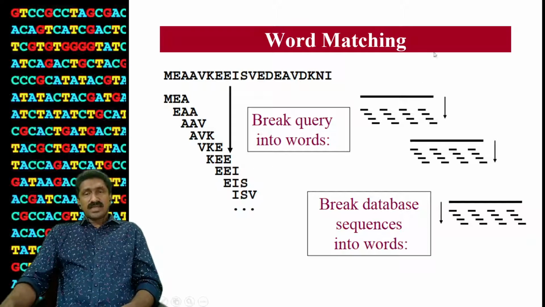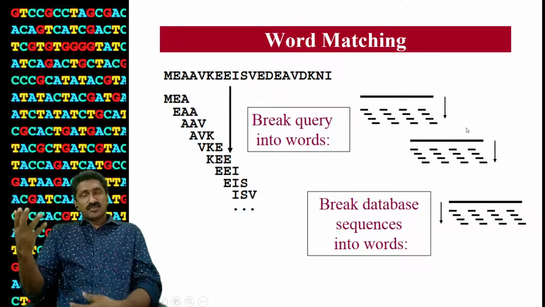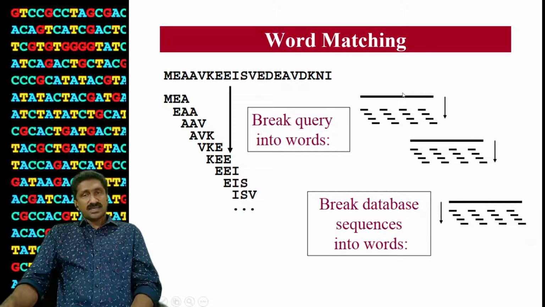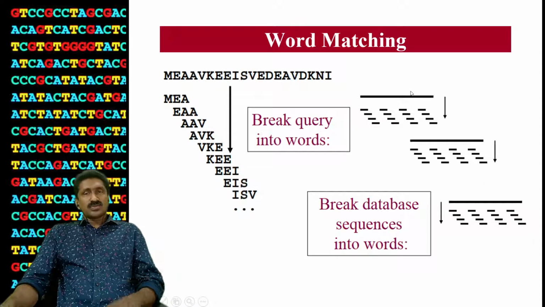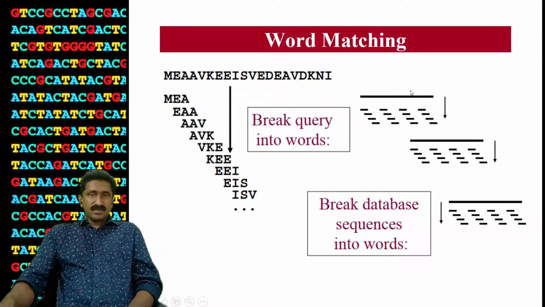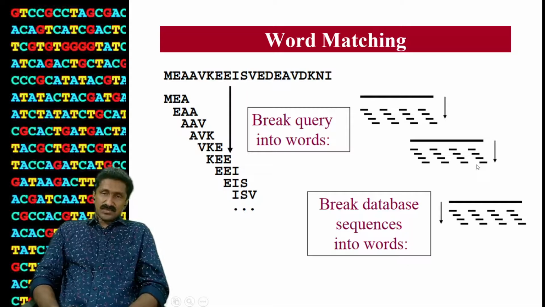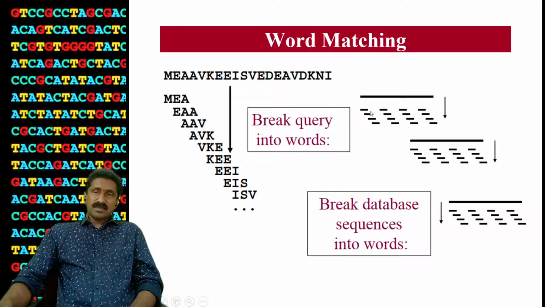Now break the database sequences similarly into words. The database has multiple sequences, maybe 226 million sequences. That can also be generated because it is already there. The broken words, or the lists of words, are already present in the database. So each sequence can be represented with such words.